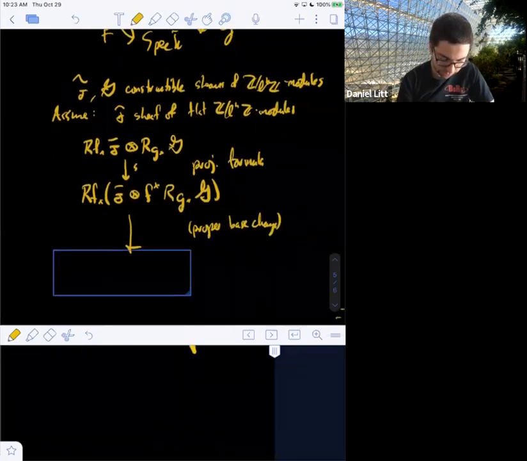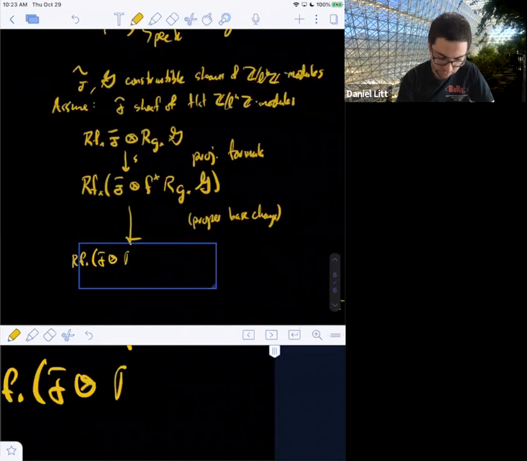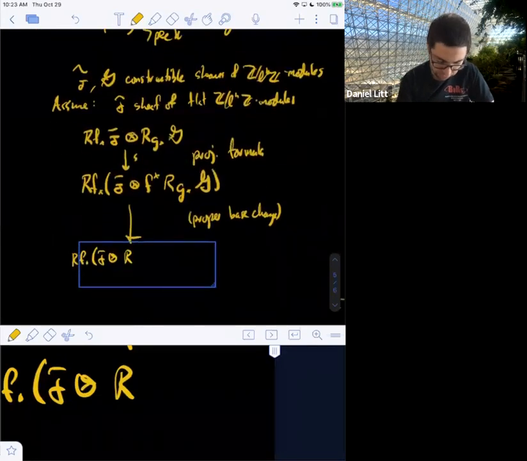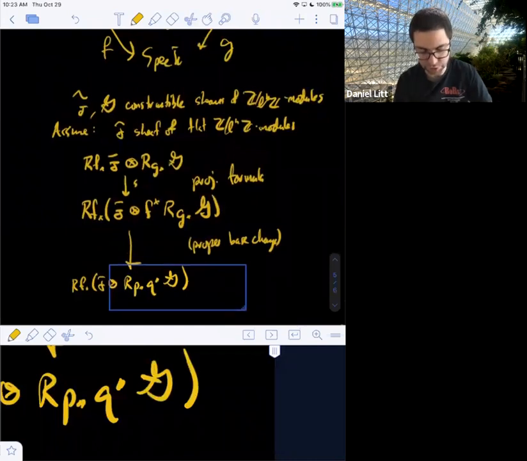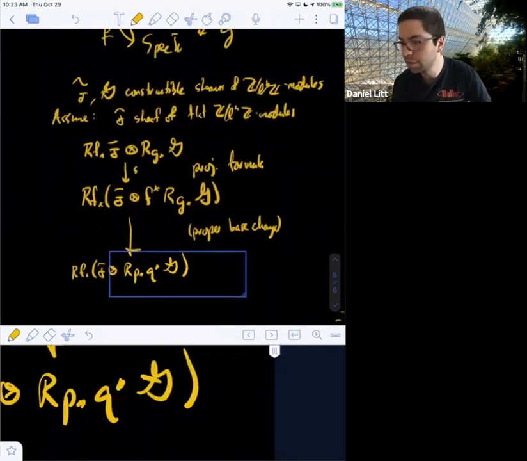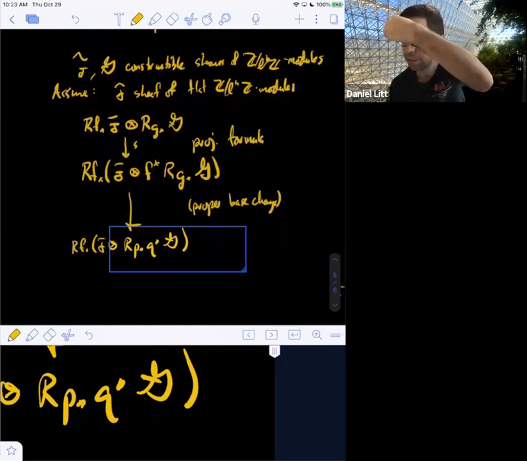gives us the following. It gives us that this is RF lower star of, let's see, we took our P lower star of Q upper star of G. So this is just proper base change applied to this inner term F upper star of RG lower star. Great. Okay, so now this is again the kind of thing where you can apply the projection formula.